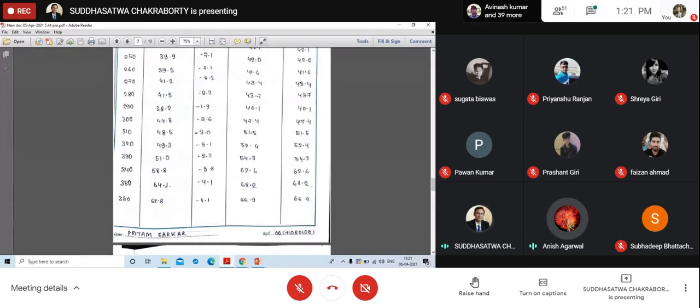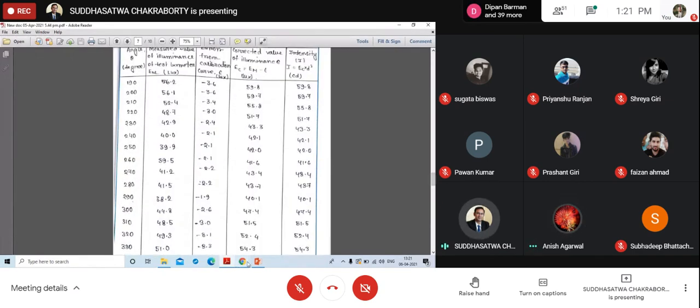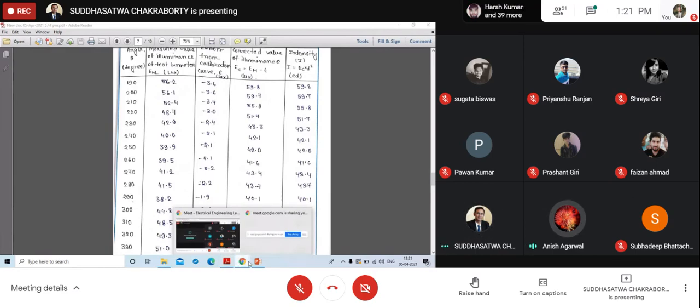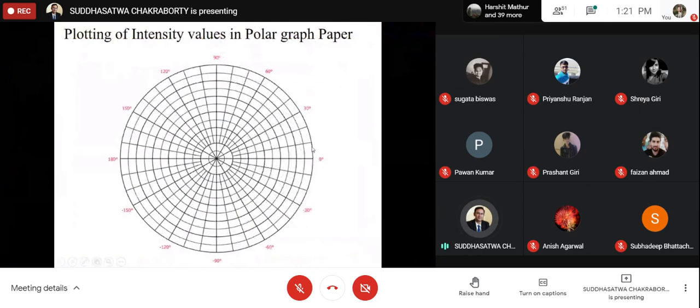Oh, so the maximum value then will become the largest concentric circle. Absolutely right. Then the rest will be scaled accordingly. So the outermost circle will be assigned the maximum value of intensity you have got, and the innermost circle is assigned the minimum value you have got.